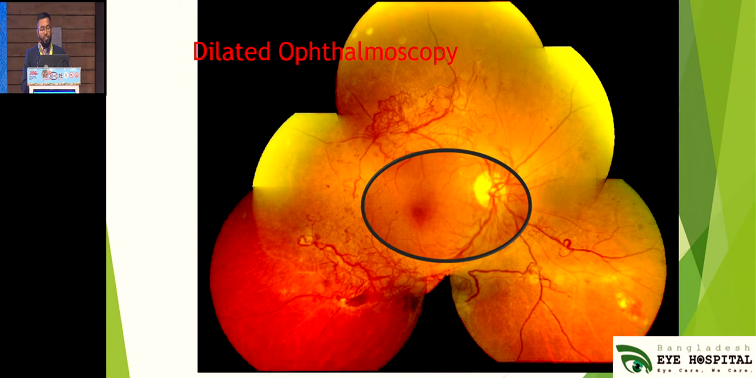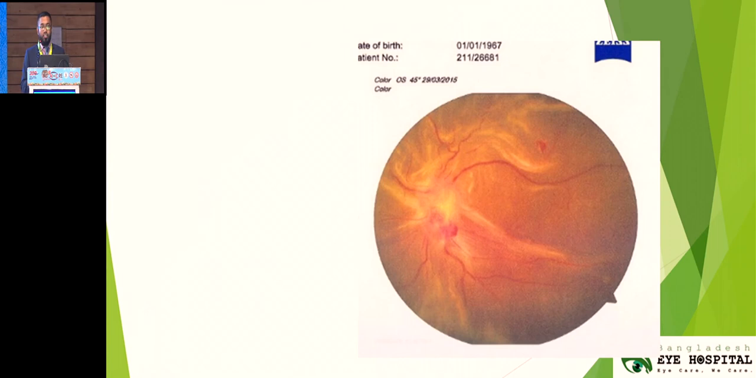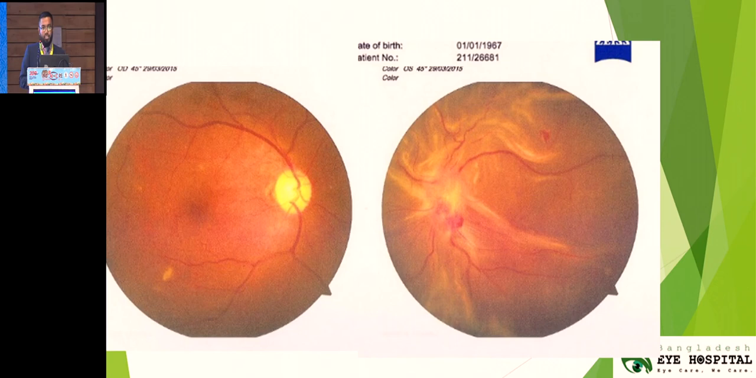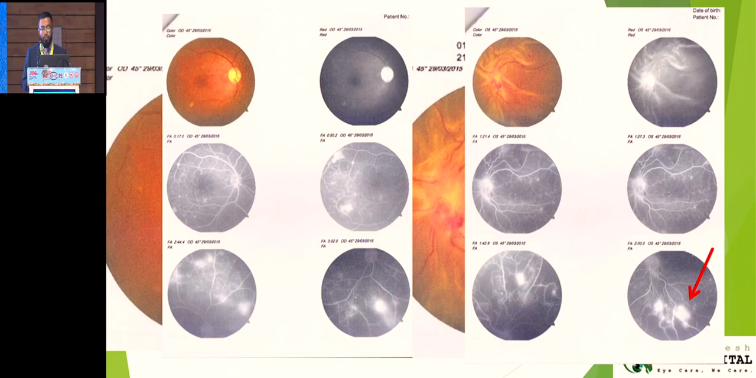Even sometimes they may present with tractional retinal detachment from proliferative diabetic retinopathy in one eye, and sometimes we also see the other eye with mild non-proliferative diabetic retinopathy. But in such cases, those patients should also be evaluated through fundus fluorescein angiogram, which will confirm proliferative diabetic retinopathy at a silent stage.